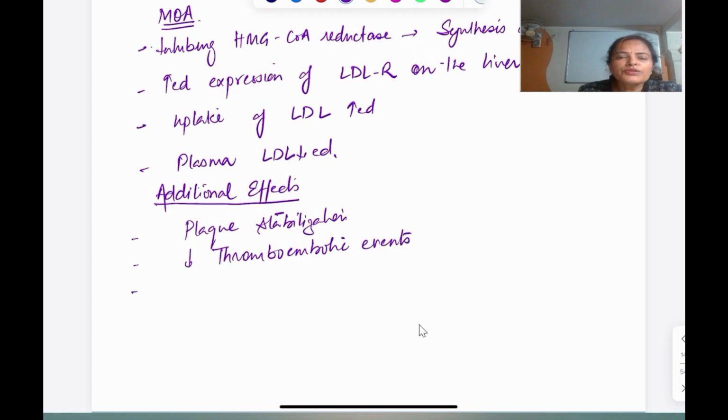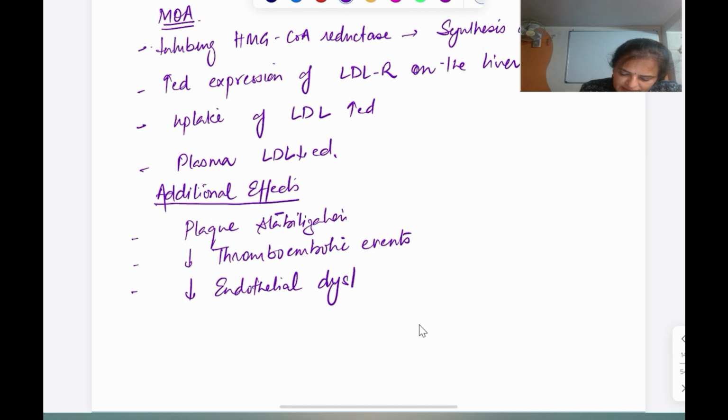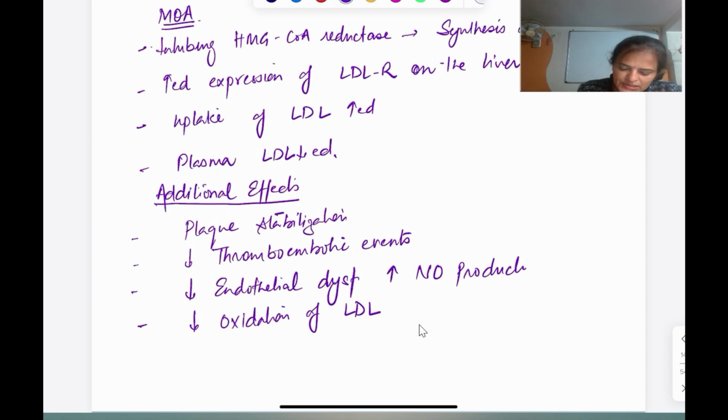Then it is also going to decrease endothelial dysfunction. How does it do that? By increasing the NO production, nitric oxide production. It is also going to decrease the oxidation of LDL, and by decreasing the inflammation, suppression of the inflammation. These are the additional effects of statins.